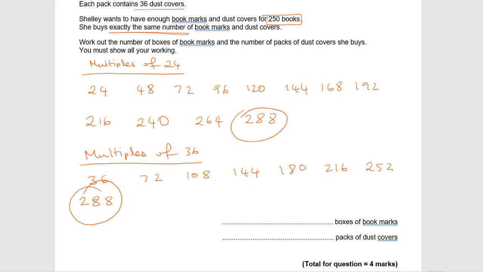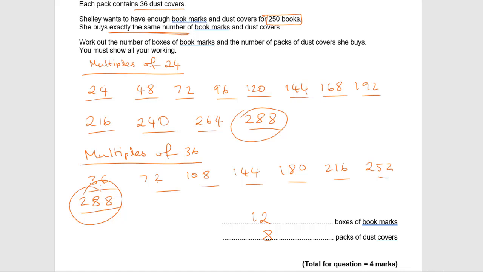Now we need to find out how many packs. So let's count how many multiples we listed for 24. So we'll go 1, 2, 3, 4, 5, 6, 7, 8, 9, 10, 11, 12. So we've got 12 boxes of bookmarks. And then for the dust covers, we've got 1, 2, 3, 4, 5, 6, 7, 8 of them. So 8 packs of dust covers.